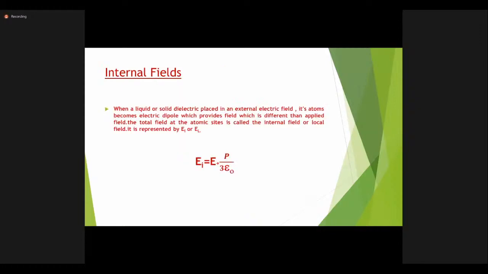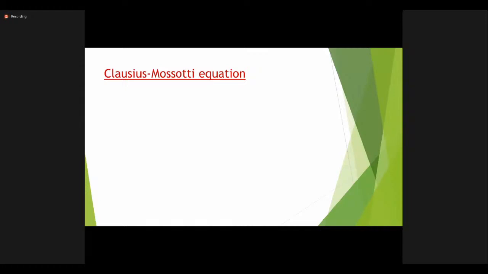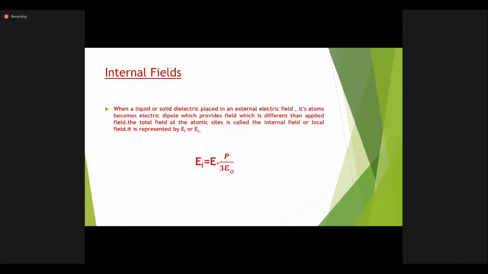Next, internal fields. What is an internal field? When you apply an electric field to a dielectric, some amount of electric field is stored inside the dielectric material. That stored electric field inside the dielectric is called the internal field of the dielectric, which is given by E plus P by 3 epsilon naught, where EI is the internal field, E is the externally applied electric field, P is the polarization of the material or the polarization vector, and epsilon naught is the permittivity of free space. Next, this is the internal field equation. You do not need to go through this internal field derivation.